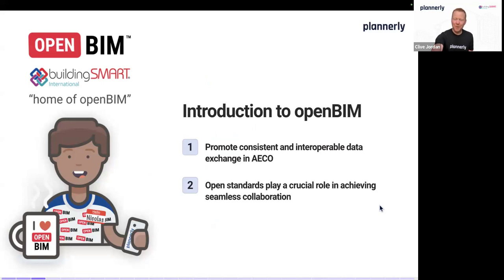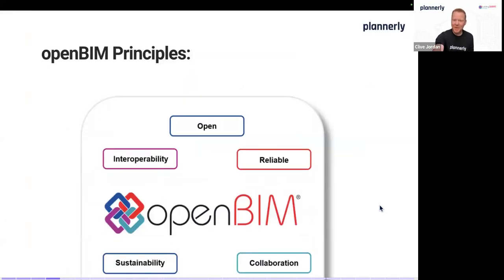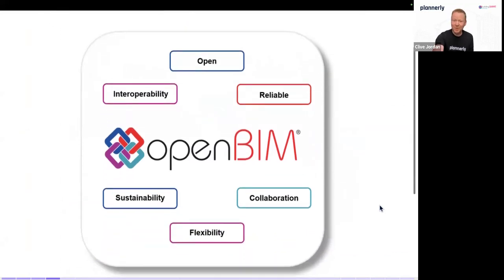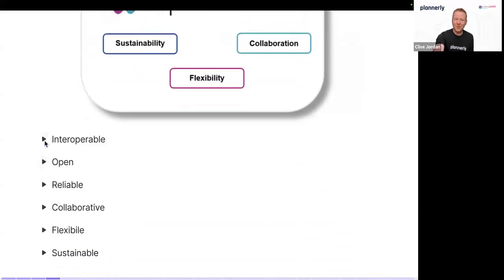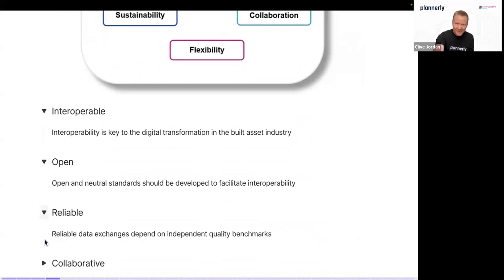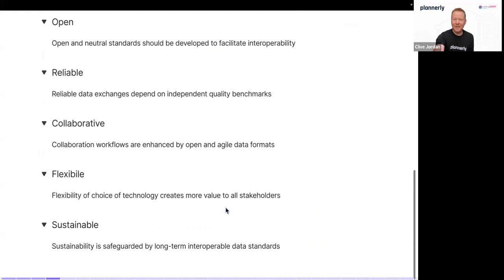So buildingSMART is the home of openBIM, and as a high-level introduction, it's about promoting consistent and interoperable data exchange across all of the different parties: the architects, engineers, contractors, owners. If we can do that, we really stand a chance to have better communication. Those open standards are crucial to achieve better collaboration and also future continuity of project data, as standards will stay the same, hopefully, so that projects can adopt and use that industry data later on. There are lots of different principles when it comes to openBIM, but it's mainly about being open, interoperable, reliable, collaborative, sustainable, and flexible. If we can do all of these things, we are going to stand a much better chance to have a successful project as well.